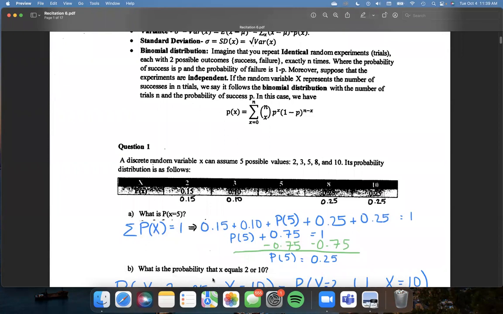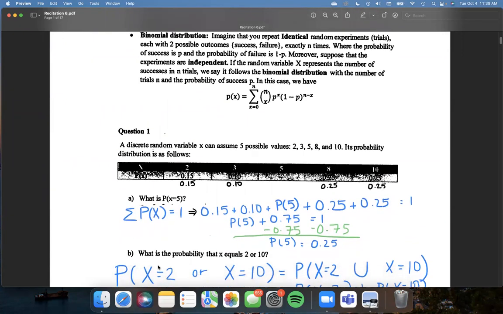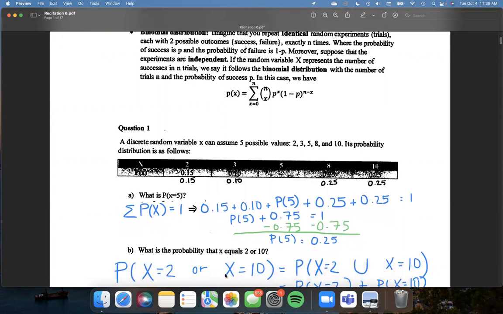What is the probability that X equals 2 or 10? So the probability of X equals 2 or 10 equals the probability of X equals 2 union the probability of X equals 10.